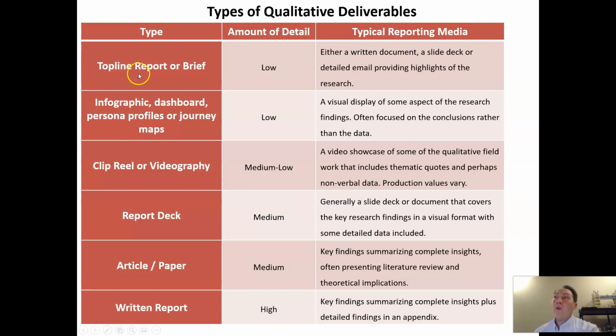One of those is the top-line report or brief. And this is usually something that is very summarized and has a low amount of detail, and often presented in either a written document or some kind of slide deck or even a detailed email that provides highlights of the research. And it's usually just a couple of pages or a few pages. It doesn't go into a lot of depth and detail. It may include some quotes, but it may also not. And it might even just be impressions from the research team of what was learned.